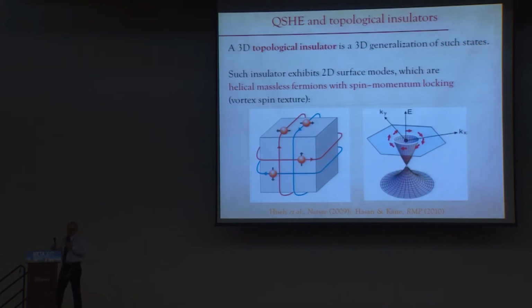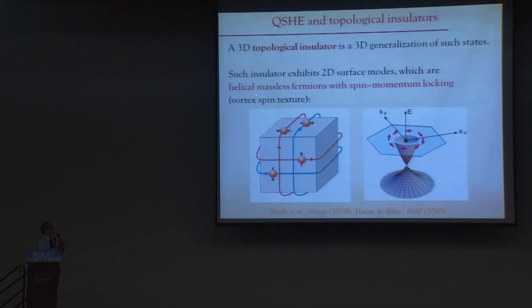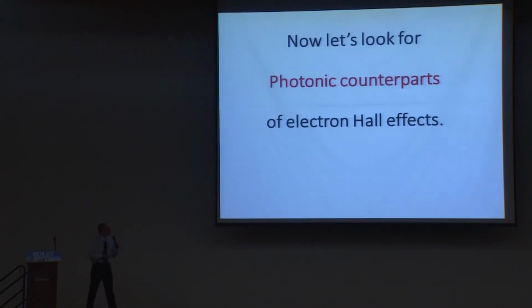Now, there is a three-dimensional analog, which is a 3D generalization of the state we saw before. These insulators exhibit 2D surface modes, which are these helical massless fermions with the spin momentum lock-in, also known as vortex spin texture here. So you get this 3D. So we're going to look at these analogs for light.